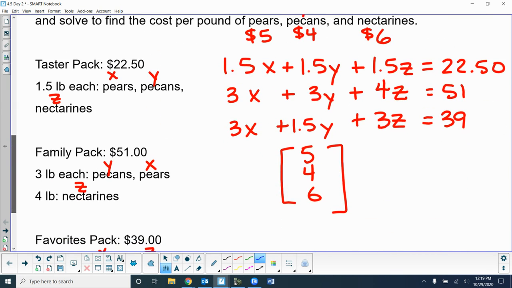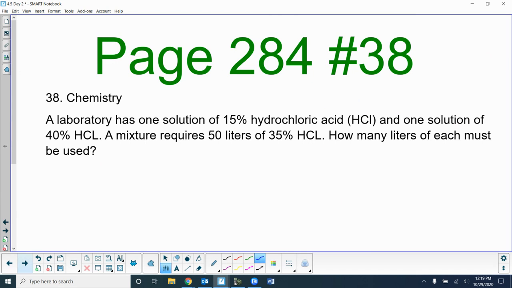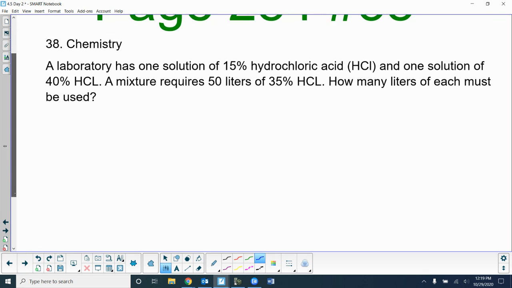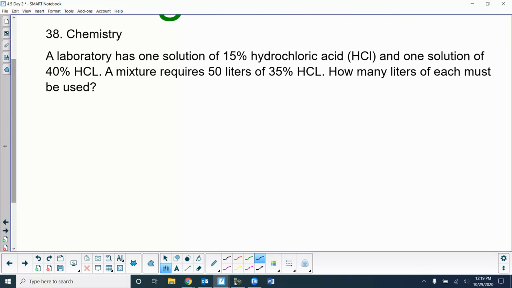So, let's try this problem. You guys read it. These are the hardest type, I think, the mixture one. Go ahead and try it, and then we'll go over it in a couple minutes.